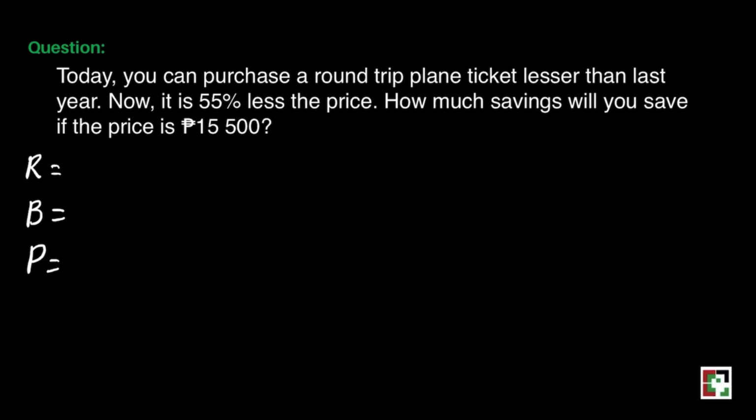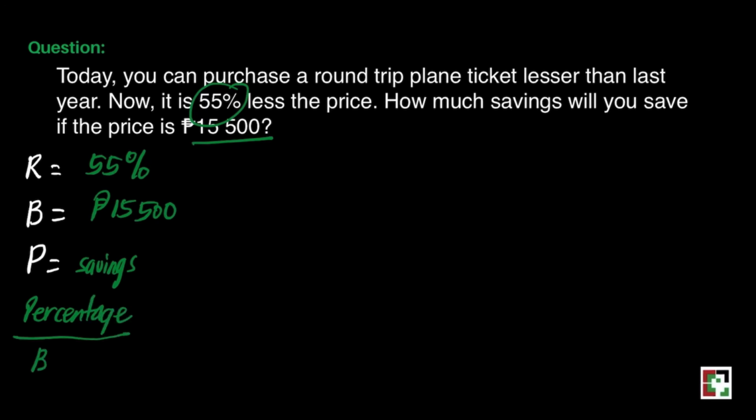Our rate is with percent sign, and that is 55%. Our base is 15,500 pesos because that is the original price, and we're looking for the percentage, which is our savings, and that is 55% of 15,500. We will still use the same formula. That's percentage over base is equal to rate over 100. And since we're looking for percentage, we have to substitute.